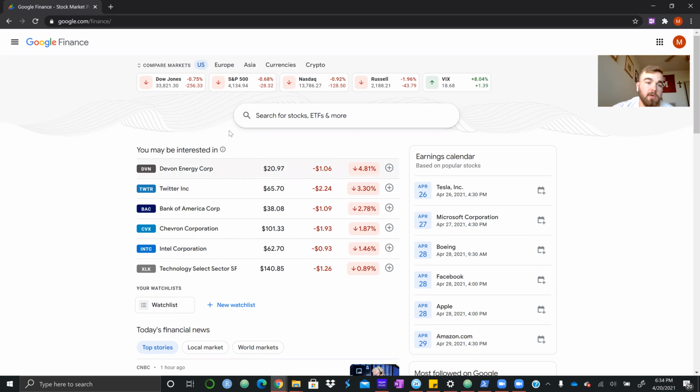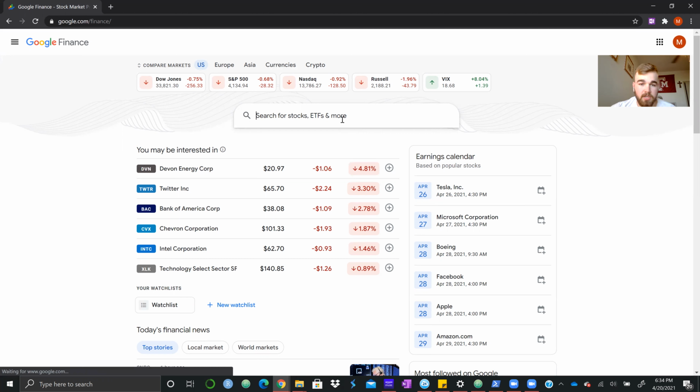And so, we can come in here. There's a really helpful tool called Google Finance. You can literally just type in Google Finance. And while you cannot invest directly through Google Finance, it does allow you to look at the stock prices and some of the other things about stocks.